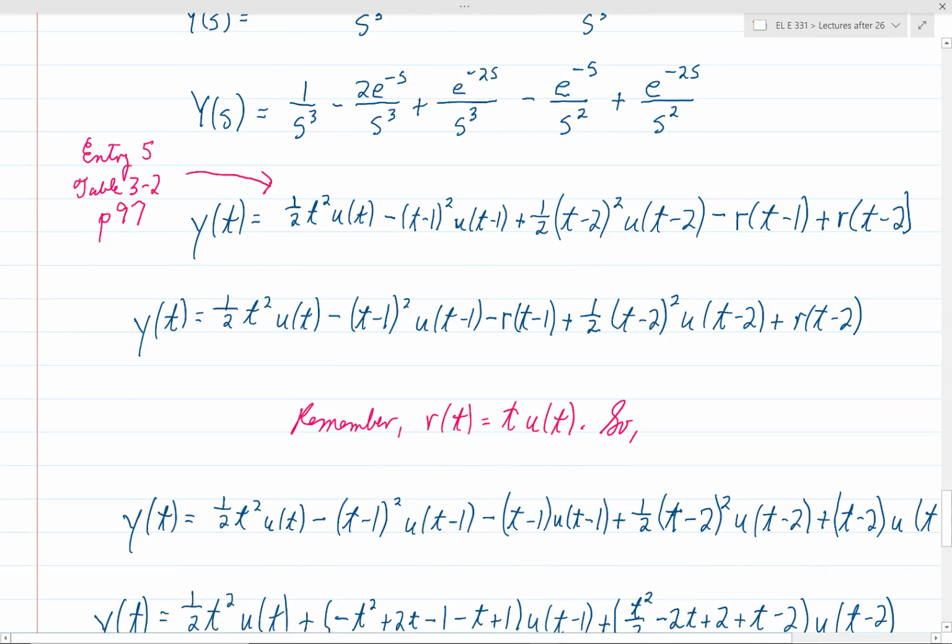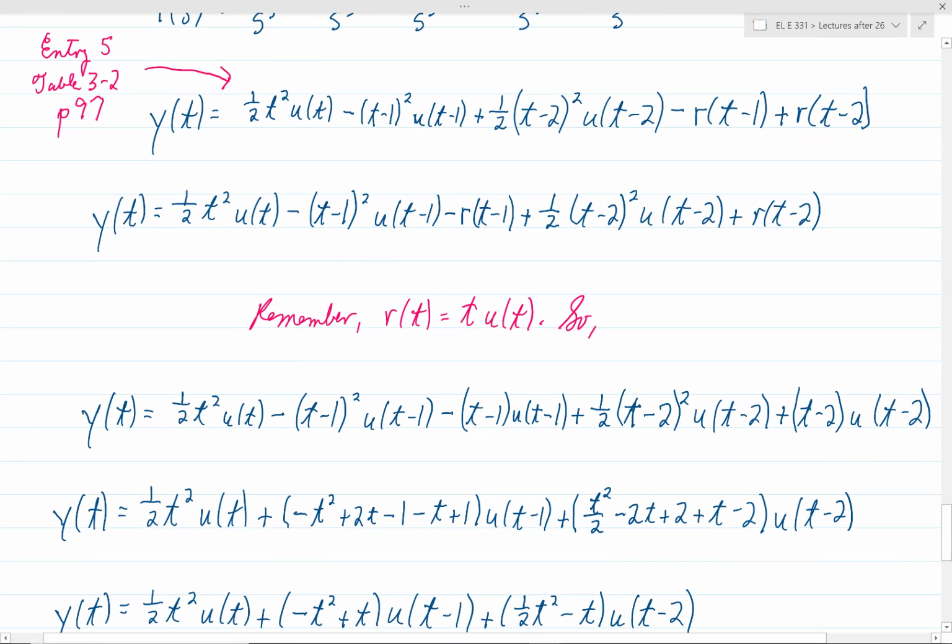Okay? Now, what I will do next is I'm going to rearrange these terms so that they are in, I guess you might say, sort of increasing size of the shift in the u function, or the shift of the function. Let's just say it like that.